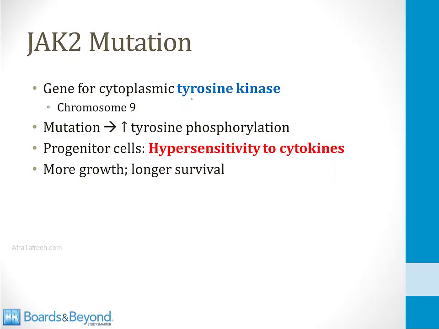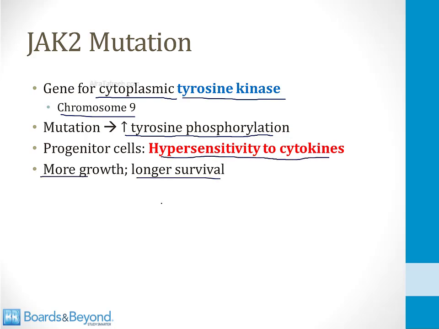JAK2 is a gene for a tyrosine kinase enzyme that's found in the cytoplasm of cells. The JAK2 gene is located on chromosome 9, and mutation of this gene leads to excessive tyrosine phosphorylation. The implication of this for progenitor cells in the bone marrow is that they become hypersensitive to cytokines. Thus they grow more and they live longer, and this is what leads to excessive myeloid proliferation.